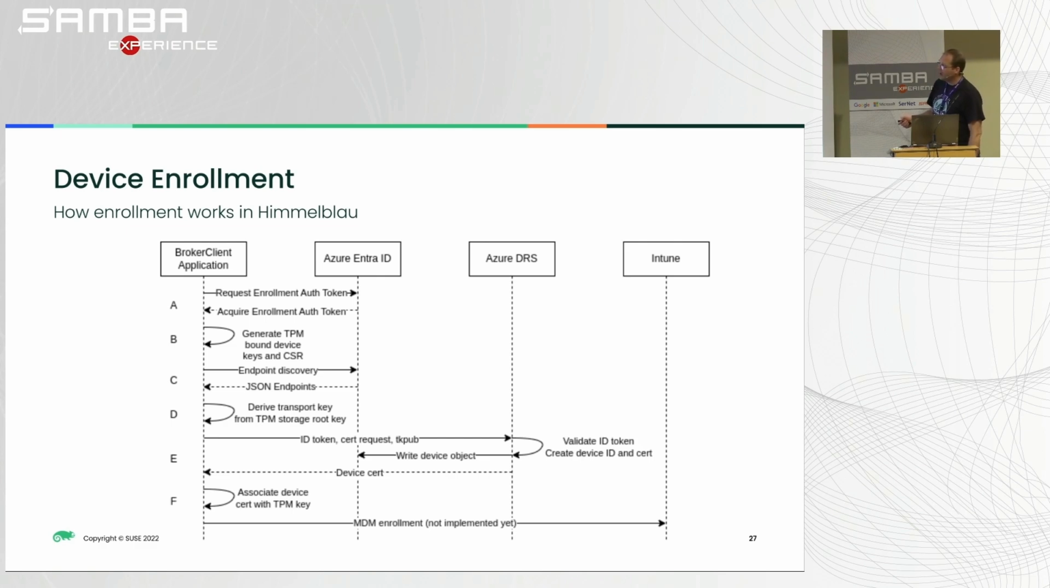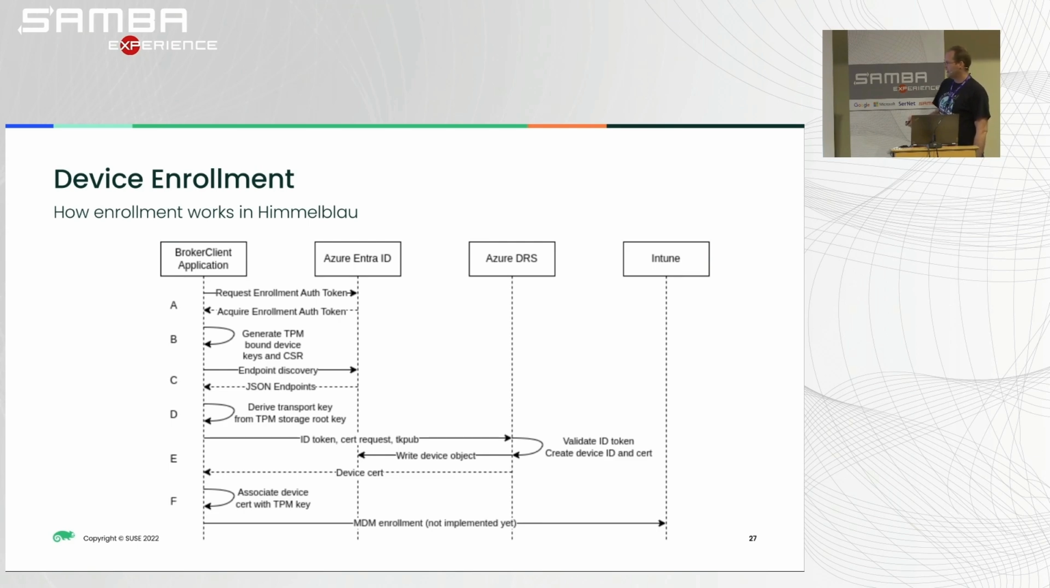We have to request an auth token. You send a request for an auth token that is for the enrollment resource. When you get the auth token back, you will use that in your enrollment request. You also need to generate a TPM-bound device key and then a certificate signing request associated with a TPM-bound key. You could theoretically have the transport key and the device key be the same thing, but you shouldn't. They should be separate, which they are in Himmelblau.